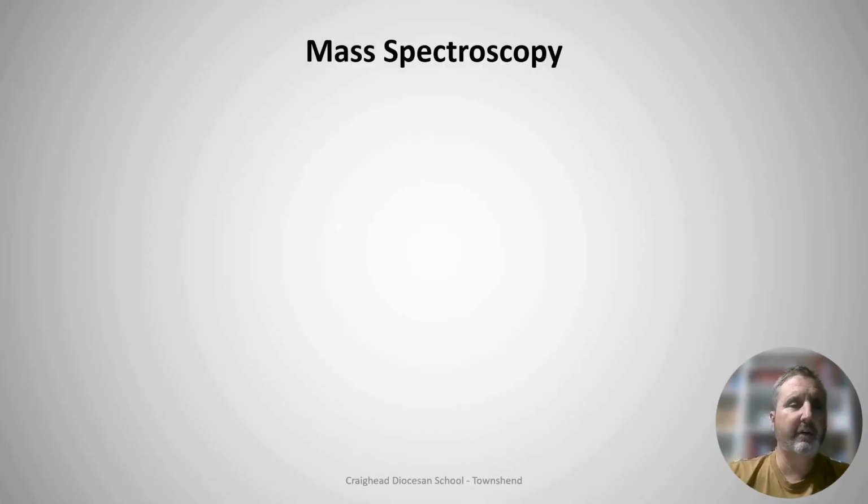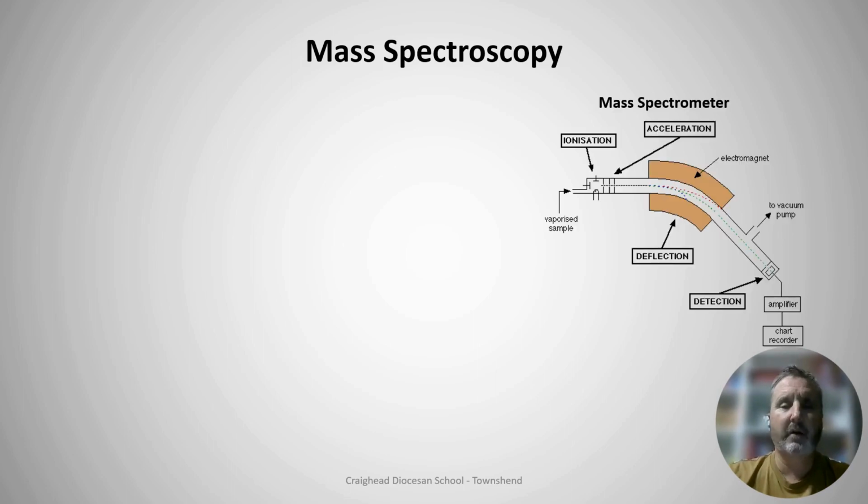Okay, so let's have a look at how mass spectroscopy works. Mass spectroscopy is a technique used to identify what a molecule is constructed of. Essentially, we take a molecule and place it into the end of a spectrometer. The first part of the spectrometer is an ionizing chamber. We put a large voltage of electricity through there and we break the molecule up into little fragments.